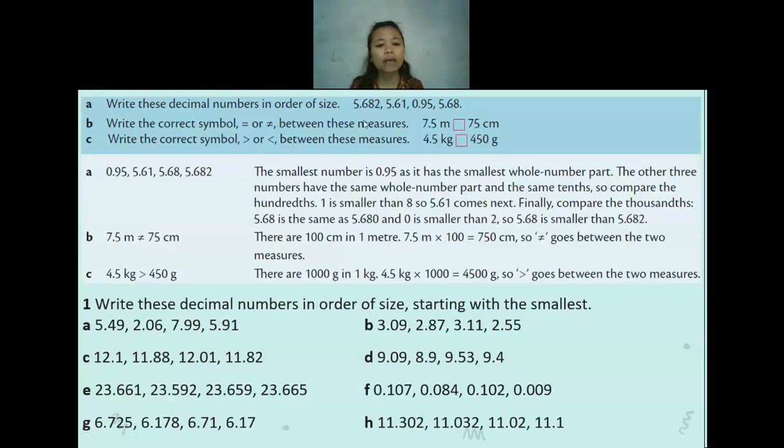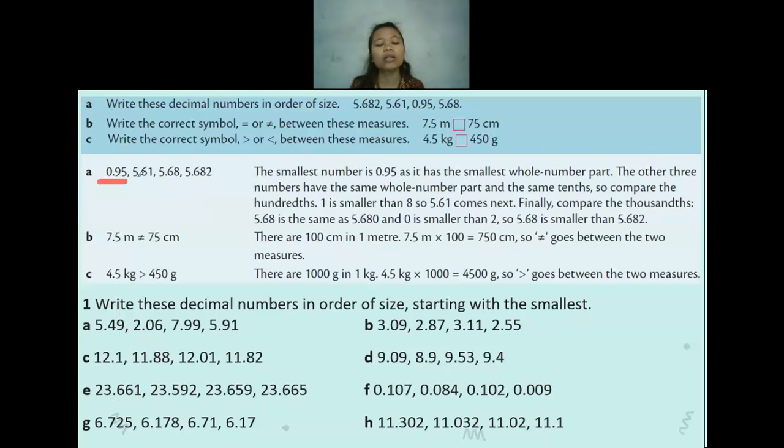So we already have some numbers. The first thing you have to do is compare the digits placed in the ones unit, because we have to order them from the smallest one. So the 0.96 will be the smallest one, because the digit in the ones place is 0, but the other numbers have 5.